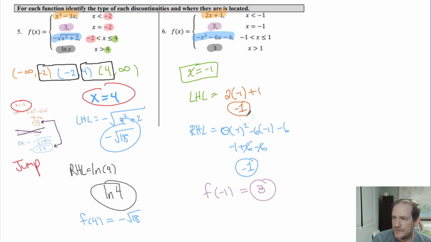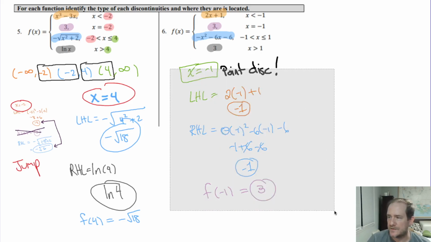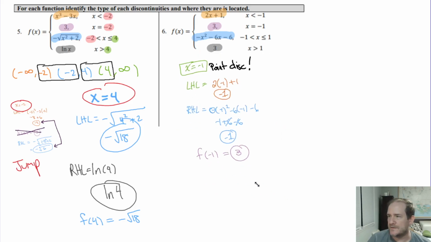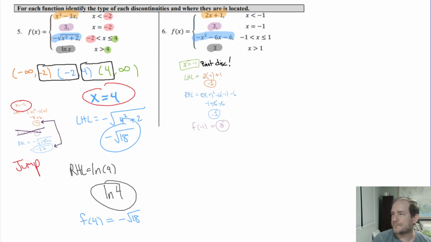Okay, so what do you call it when your limits are the same but your function value is something else? That's a removable or a point discontinuity. So that's it. I've got my limits. I've got my justification. I know that I'm getting a point discontinuity here at negative 1.